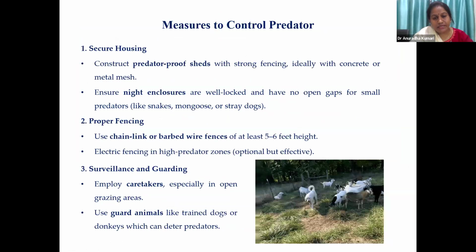So what are the different management practices that should be followed to prevent predator attack? Most important is secure housing. Prepare predator-proof housing for the kid, ideally using concrete or metal mesh. Ensure the night enclosure is well packed without any small gap, also for stray dogs. Proper fencing is important; if possible, electrical fencing should be done. Surveillance is most important. For that, a person should be deployed at the time of grazing, or we can use different types of guard animals like dogs and donkeys.